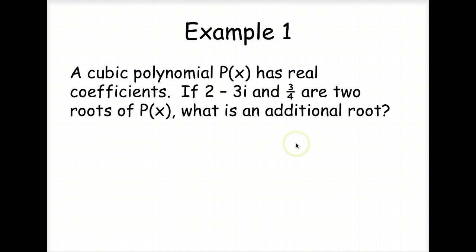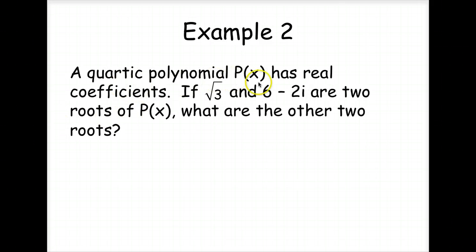Example 1, we have a cubic polynomial, p of x. We're told it has real coefficients, and one of the solutions is 2 minus 3i, and the other one is 3/4. And what is an additional root? Well, the conjugate root tells us if we've got 2 minus 3i, then we've also got 2 plus 3i.